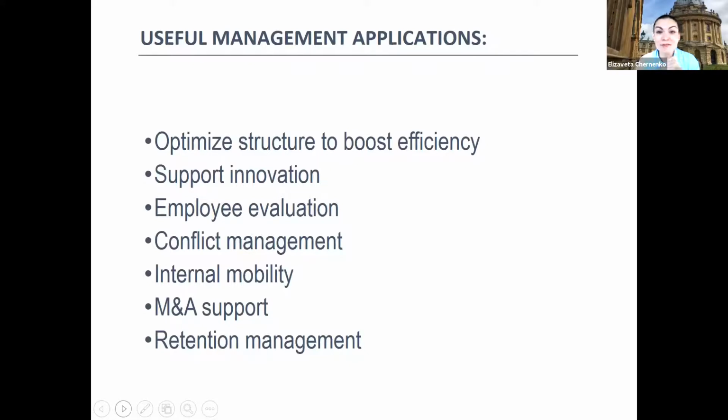Also, you can evaluate different employees and see your champions and see those who are poor performers based on their social connections. Conflict management is another example.